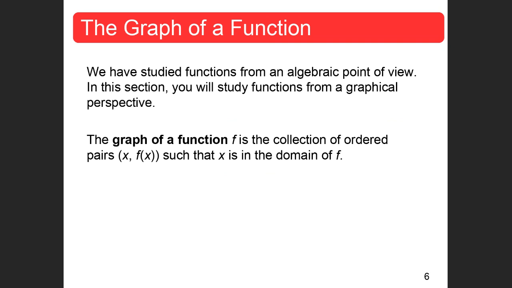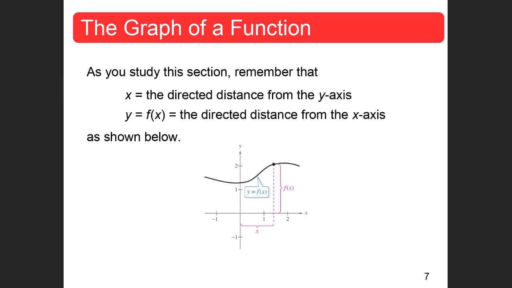The graph of a function f is a collection of ordered pairs (x, f of x), such that x is in the domain of f. So it's basically plotting points. As you study this section, remember that x is the directed distance from the y-axis. So let's say this point here is, it looks like 1.2, and this value is 2 here. So my x value is how far away from the y-axis I go, and the y point is how far up you go. So how far over, how far up, that's how you find the point. And if you're going to graph something, you can just plot a bunch of points to get the graph.